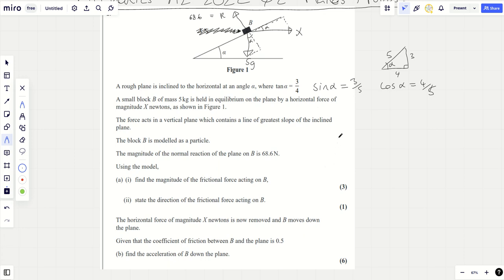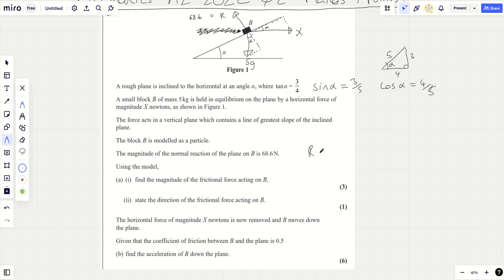Firstly, let's point out that R is 68.6, and start writing things down. The force acts in a vertical plane, and there's nothing I've missed in the question, is there? No. So we're going to have a 5g cos alpha acting down the slope. Sorry, 5g sine alpha, let's get that right. 5g times 3/5 is going to be 3g, so it's 3g acting down the slope. Now I don't know how strong this x is, and which way the friction's going is very much going to depend on x. So let's try and find x.